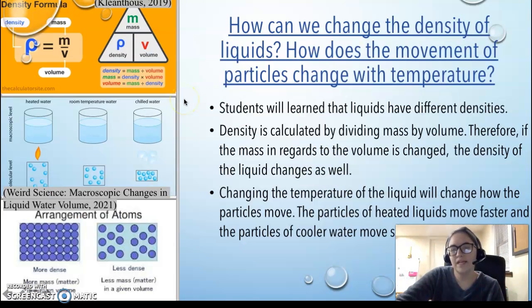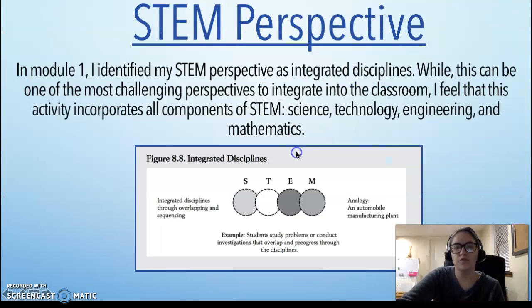From this activity, students will learn that liquids have different densities. Density is calculated by dividing mass by volume, and therefore as the mass in regards to volume changes, the density of the liquid changes as well. Changing the temperature of the liquid will change how the particles move: the particles in heated liquids move faster and the particles in cooler liquids move slower.